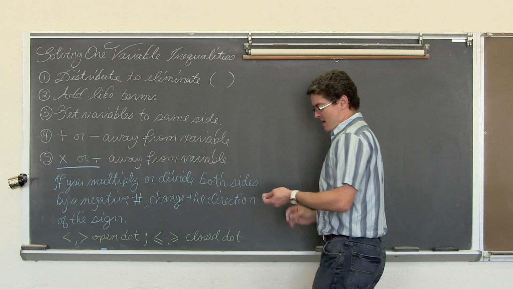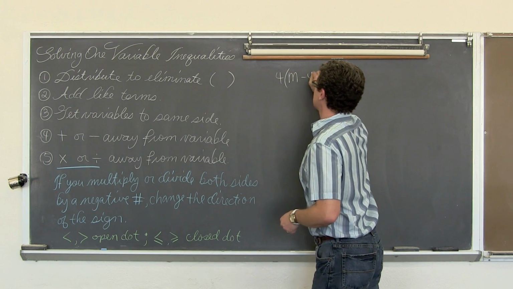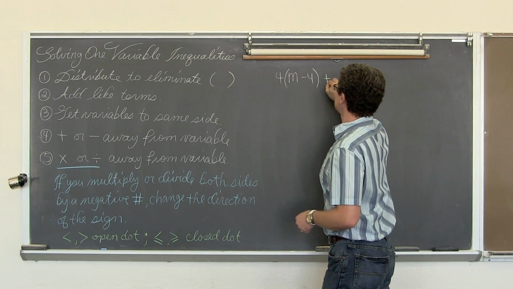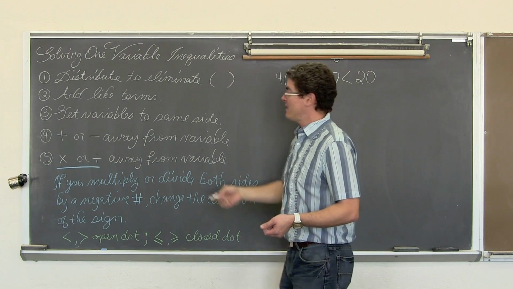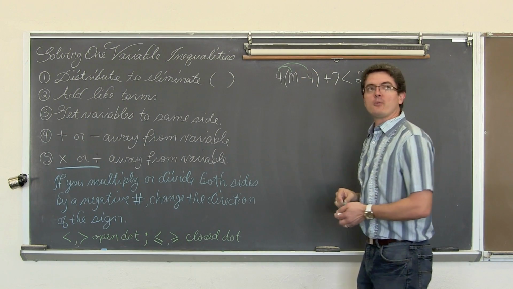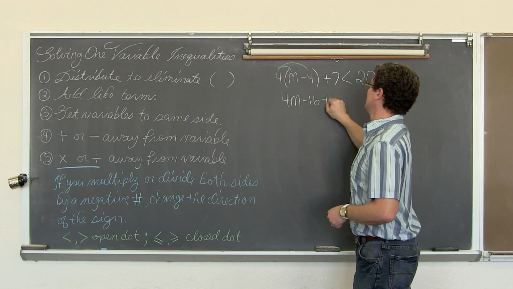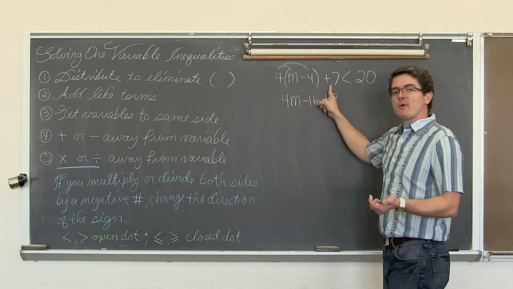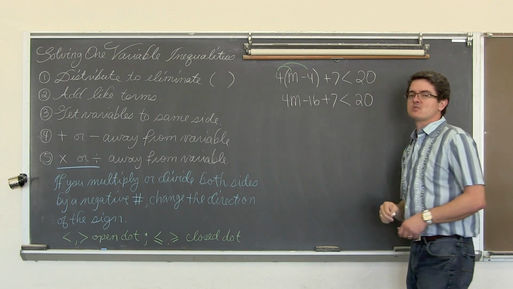Let's take a look at this problem. We have 4 parentheses, m minus 4, plus 7 is less than 20. Okay, I have parentheses I need to get rid of. So I'm going to distribute the 4 through the parentheses, giving me 4m minus 16 plus 7. That's not inside the parentheses, so I'm not going to multiply it by 4. And that's less than 20.